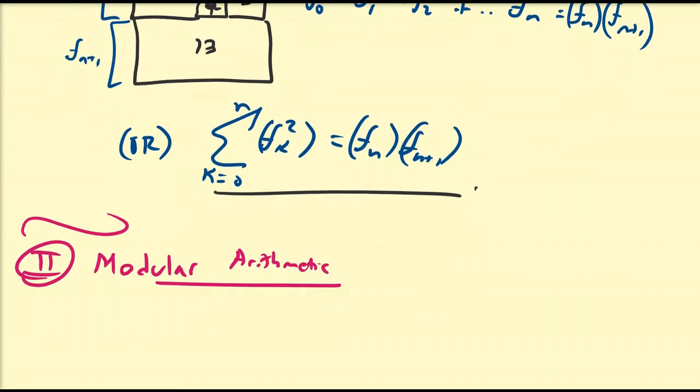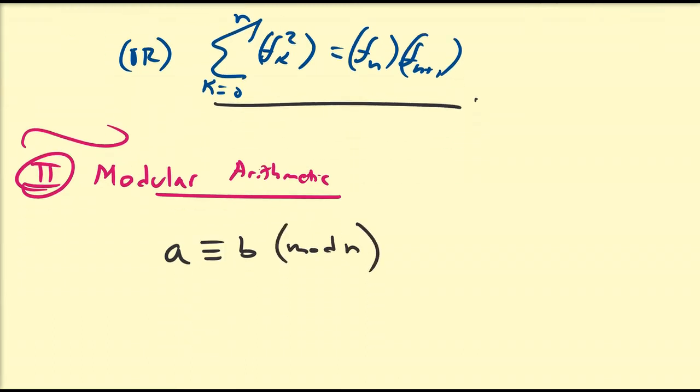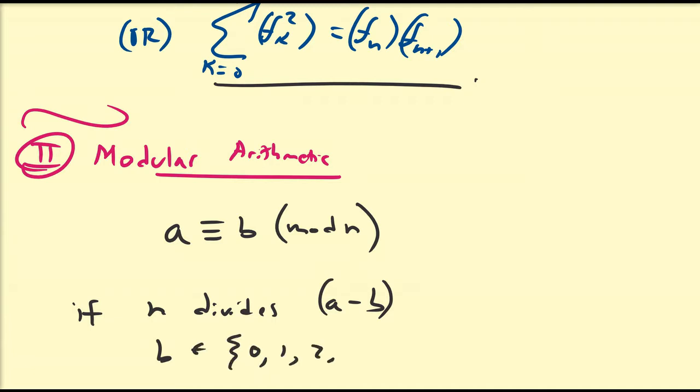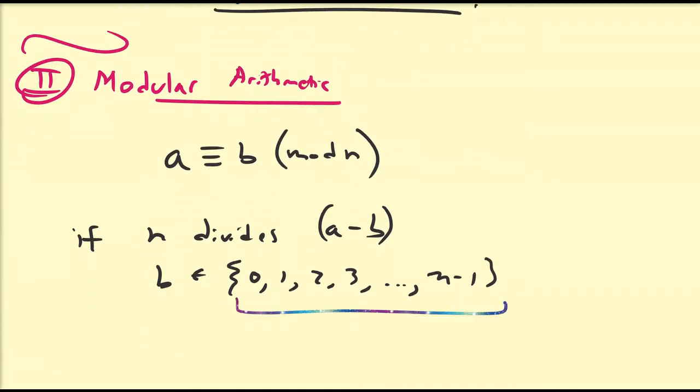Right? So we say and write that a is congruent to b modulo n if n divides a minus b. Typically, we say that b must belong to the interval 0, 1, 2, 3, down to n minus 1. But of course, by this definition, you can take b to be pretty much any integer, positive or negative. But one can say that this is the principal interval of the values of b.